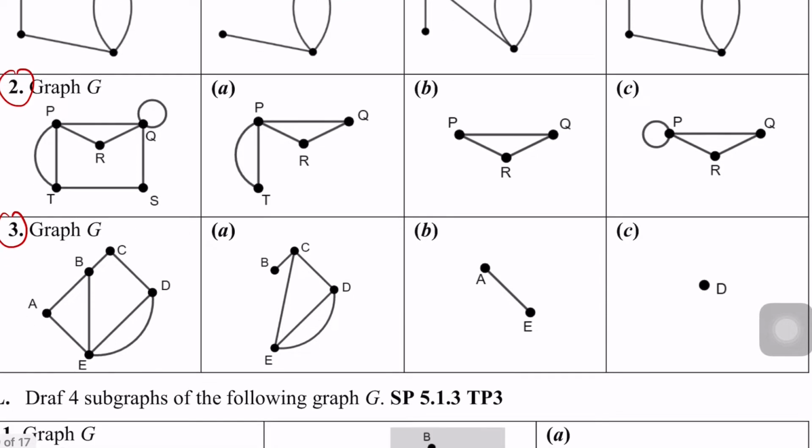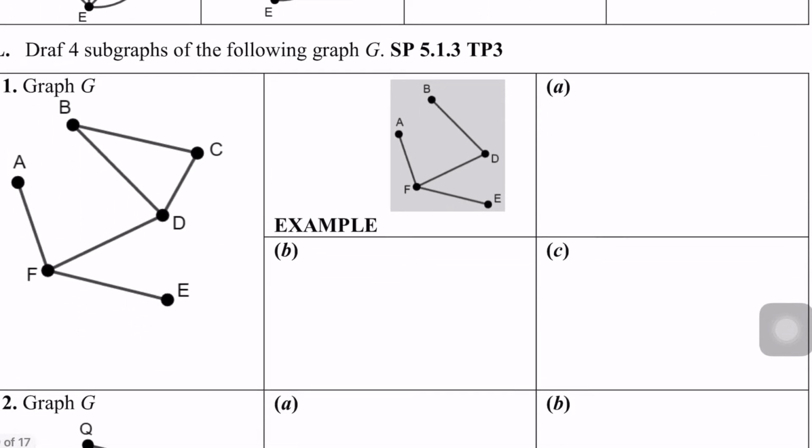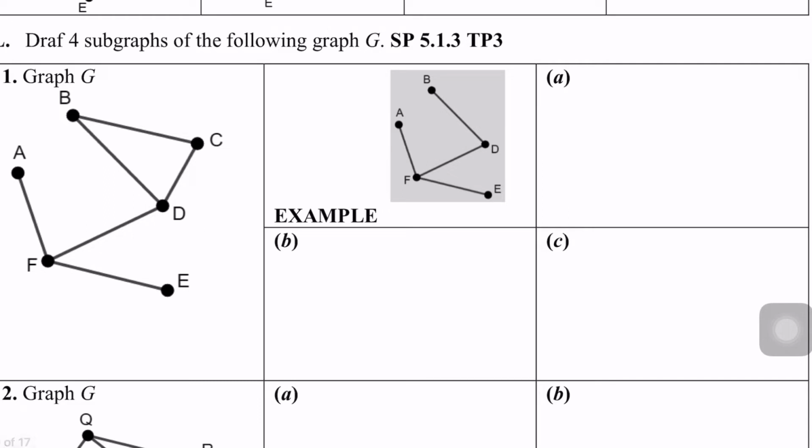Next, let's have a look at the next question. Draw 4 subgraphs of the following graph G. We have number 1. This is the shape of our graph. The example has already been given: it takes A, F, D, B, E as a subgraph. So what else can we do? We can take any part of this big graph.